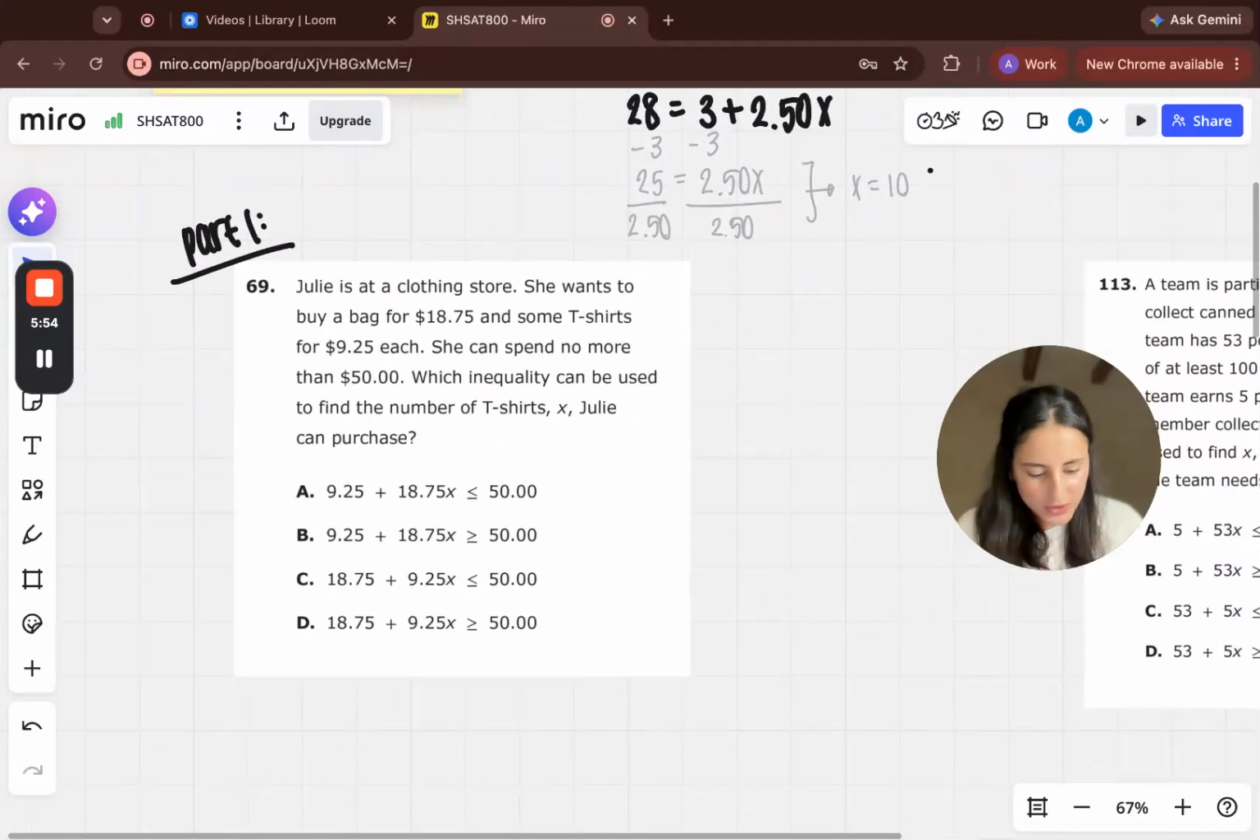So Julie is at a clothing store. She wants to buy a bag for, I'm going to actually highlight as I read, and I recommend that you do the same. She wants to buy a bag for $18.75 and some t-shirts for $9.25 each. She can spend no more than $50. So she's capped at $50. Which inequality can be used to find the number of t-shirts X that Julie can purchase?